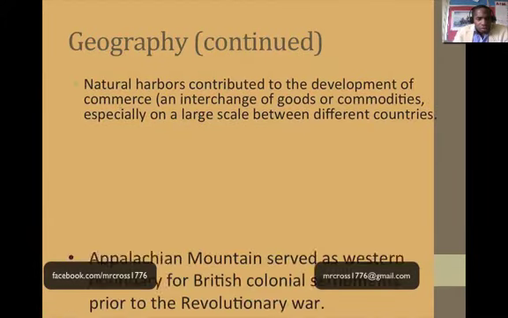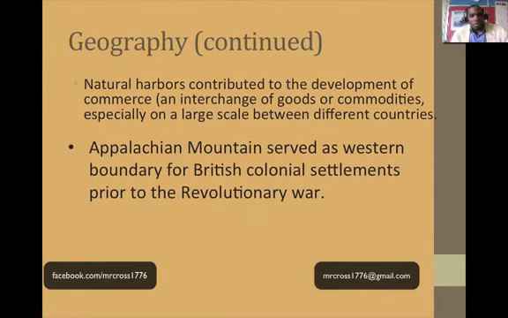Also, you have to understand the geography of North America, more in particular the United States: natural harbors contributed to the development of commerce, and commerce is essentially the exchange of goods and commodities, especially on a large scale between different countries. So if you're trading between Europe and the United States, you would call that foreign commerce.